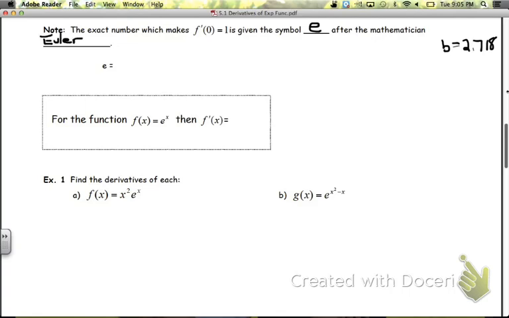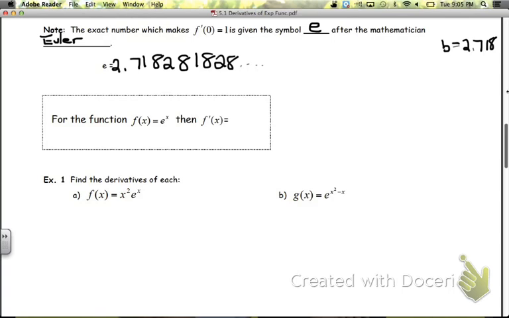So e is just equal to 2.718281828 and so on. It is going to continuously repeat itself.